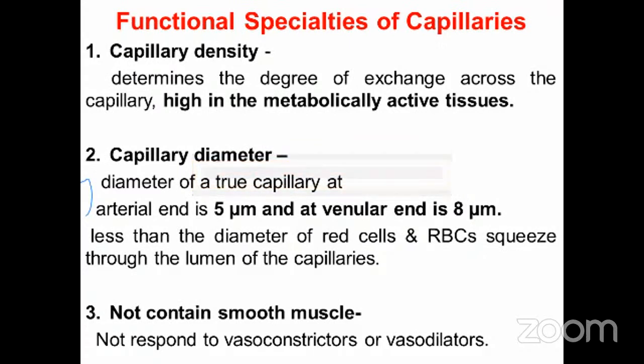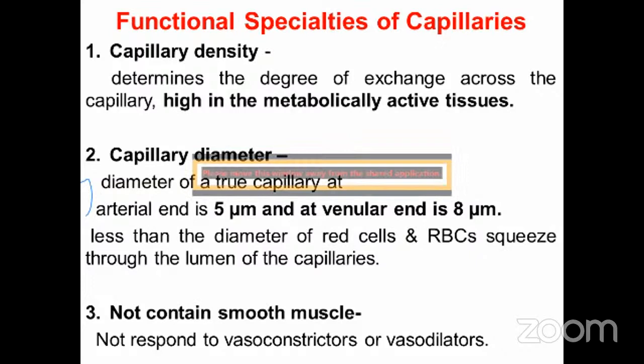Second is the diameter of the capillary. Capillary diameter at the arteriolar end is 5 micrometers and at the venular end is 8 micrometers. So at the venular end, capillary diameter is more than at the arteriolar end. What is the diameter of the RBCs? 7.2 micrometers. And the capillary diameter at the arteriolar end is 5. Then how will the RBCs pass through these capillaries?